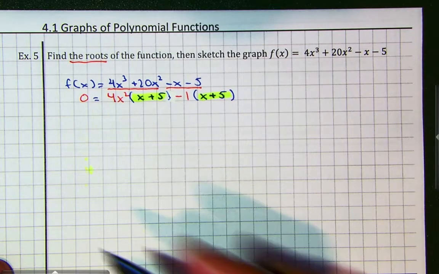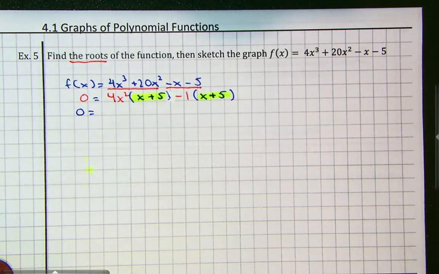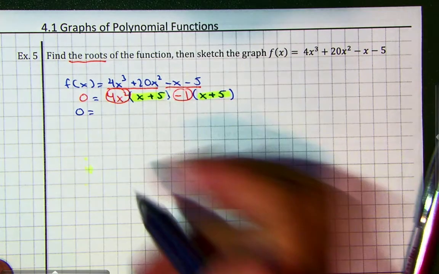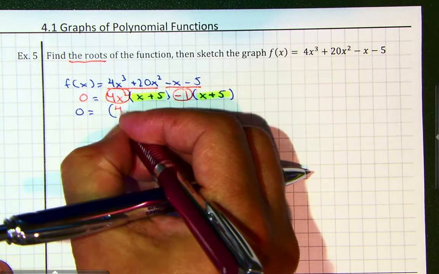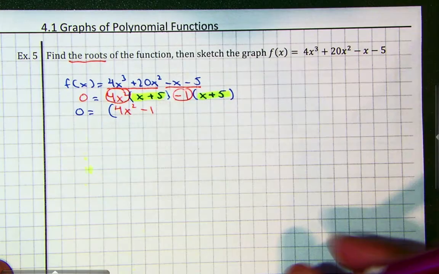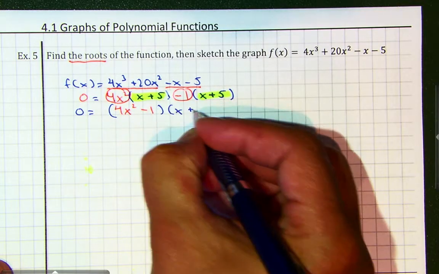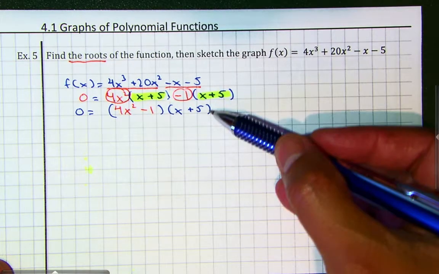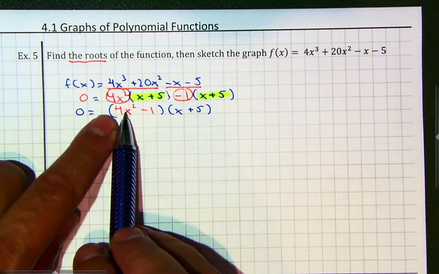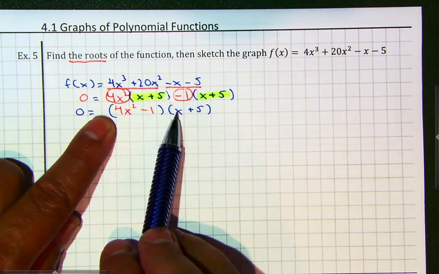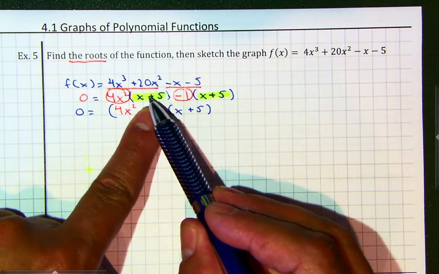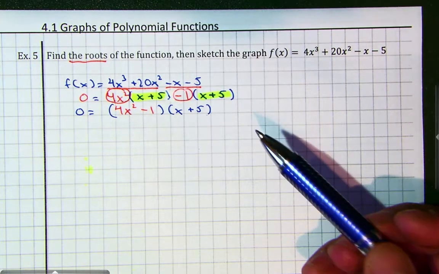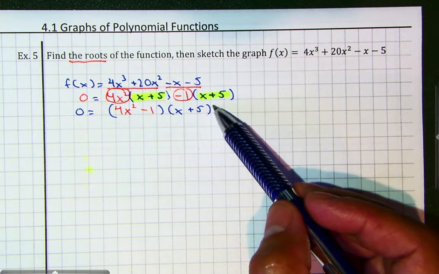And now I'm going to group them. X squared minus 1 gets grouped. 4x squared minus 1 gets grouped. And x plus 5 gets written only once. Remember that this is just like the distributive property. If you work on it backwards, distribute the 4x squared to them both, it's right here. Distribute the negative 1 to them both, it's right here. So therefore, x plus 5 only gets written once.